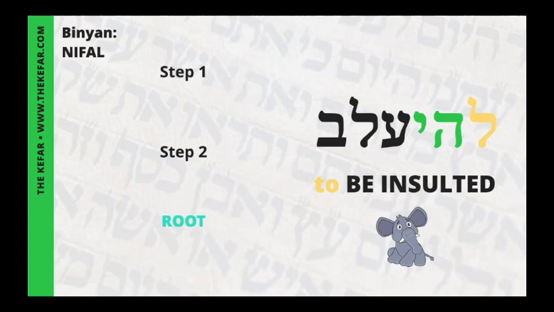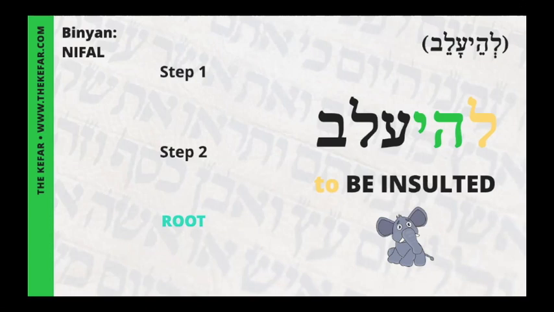And the verb that we are going to use to illustrate this pattern is lehe'alev, which is to be insulted. And in this case, the active counterpart to this verb, to insult, is actually a hifil verb, okay, leha'aliv. So leha'aliv is a hifil verb that means to insult, but our focus for today is lehe'alev, a nif'al verb that means to be insulted.